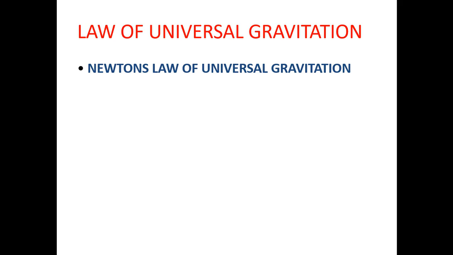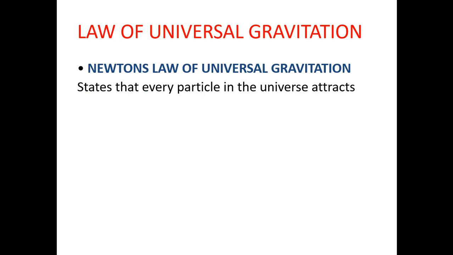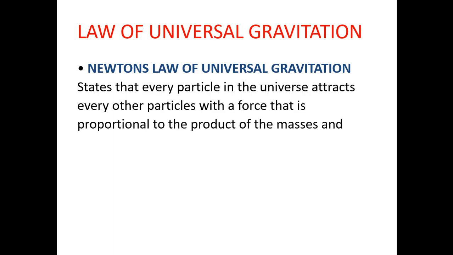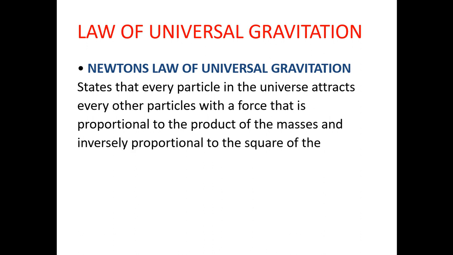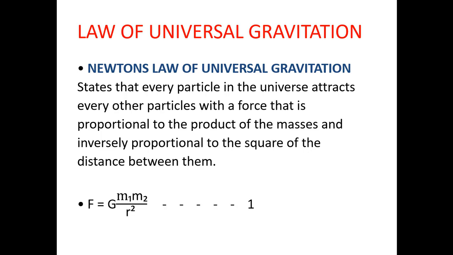So Newton's law of universal gravitation states that every particle in the universe attracts every other particle with a force that is proportional to the product of their masses and inversely proportional to the square of their distance. This law is represented mathematically by equation 1. You can see the force of attraction between the masses, the particles. It could be heavenly bodies.